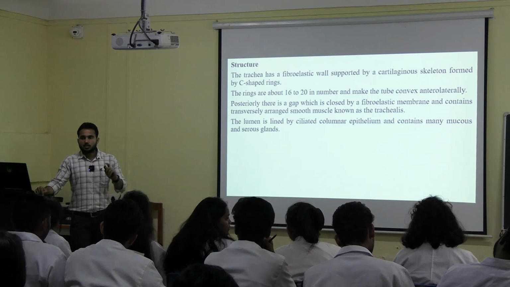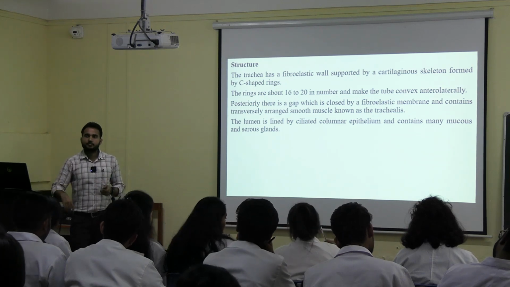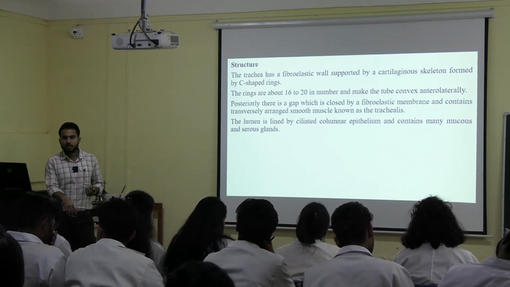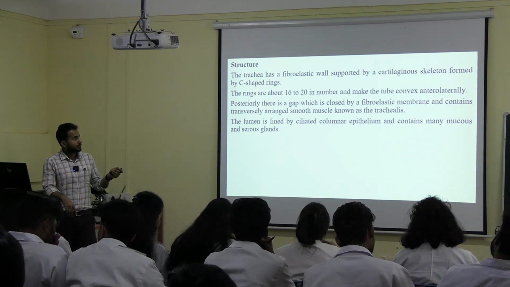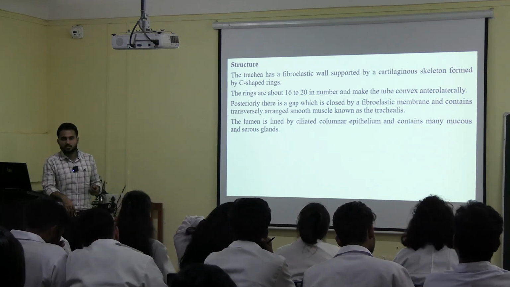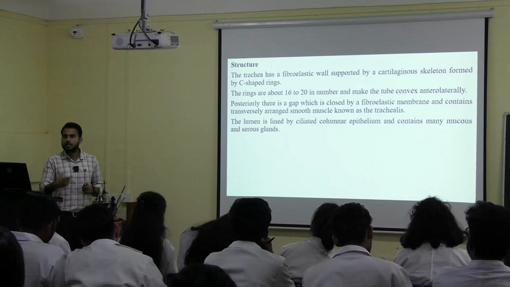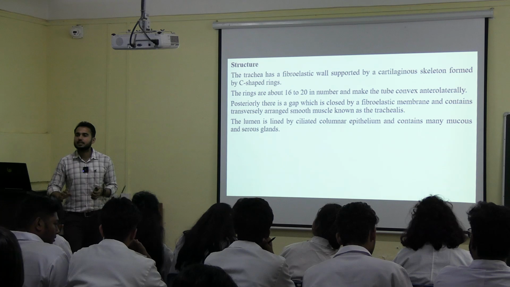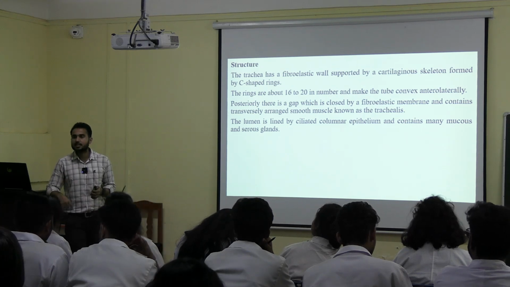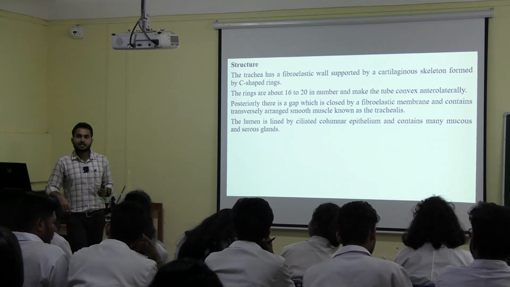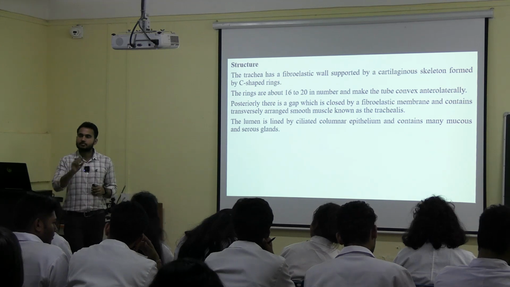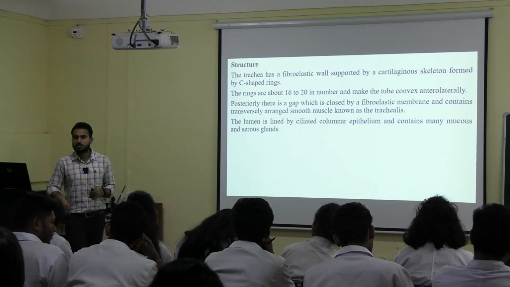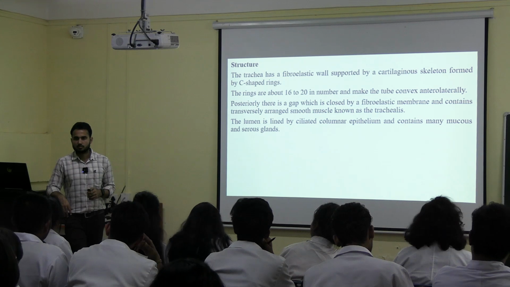Next, you know that the trachea is a fibroelastic tube. Okay, fibroelastic tube, and it is supported by cartilaginous skeleton formed by C-shaped rings of hyaline cartilage. 16 to 20 hyaline cartilaginous rings are there. Okay, and the posterior aspect of that ring is filled by a smooth muscle that is called the trachealis muscle.